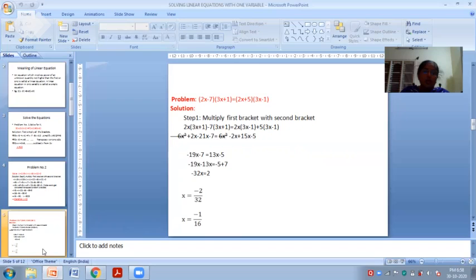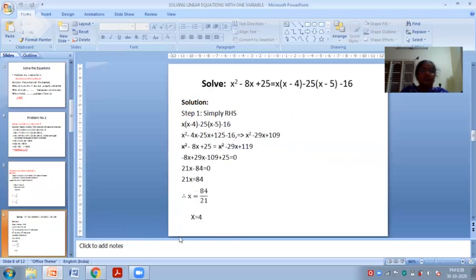Next, come to the fourth problem. What is the fourth problem? Here, observe the fourth problem. x square minus 8x plus 25 is equal to x into x minus 4, minus 25 into x minus 5, that is equal to minus 16. See here, the left side is already simplified, no need to simplify. But here there are brackets. This side we have to simplify first. So, first step, simplify the RHS side first.